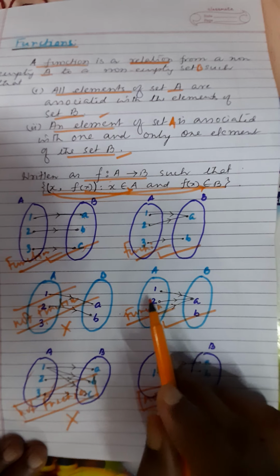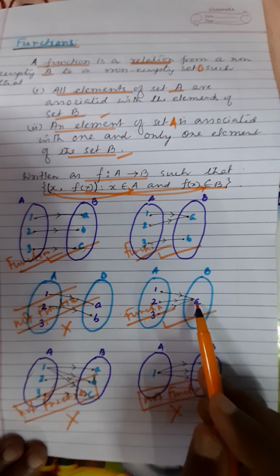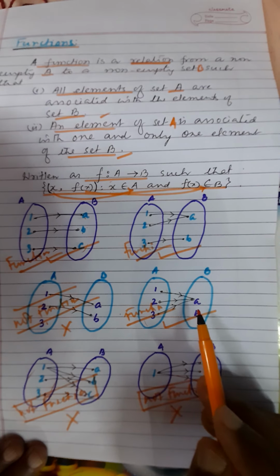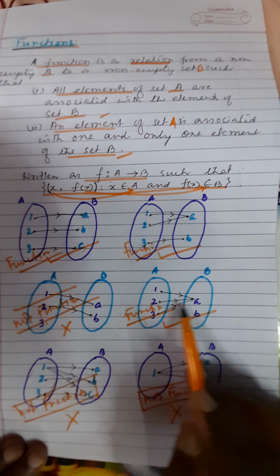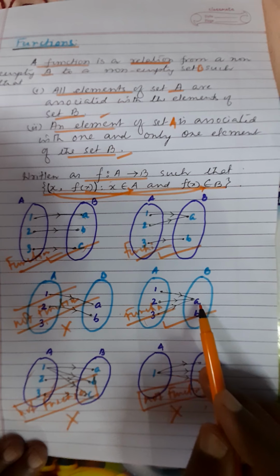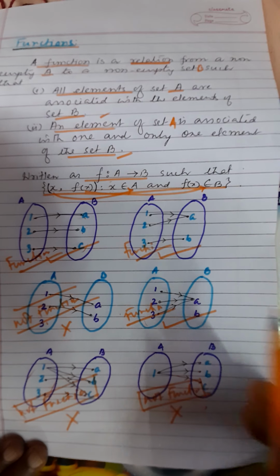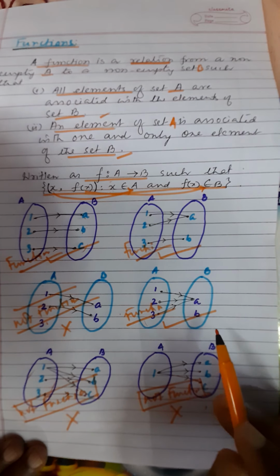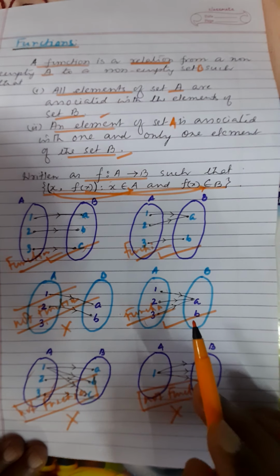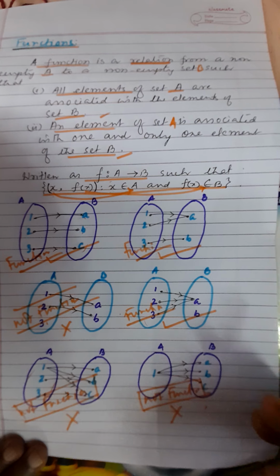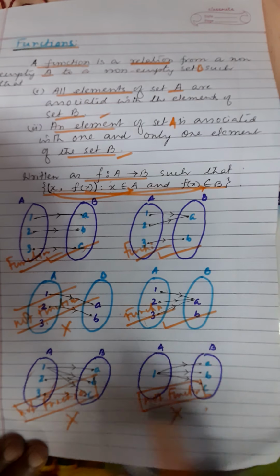Next, all the elements of set A are associated with the elements of set B, so the first condition is satisfied. And this is unique. 1 is associated with only one element, 2 is also associated with only one element, 3 is also associated with only one element. But here it is not compulsory that all the elements of B should be associated with the elements of A. No. All the elements of A must be associated with the elements of B. That is compulsory. So this is a function.